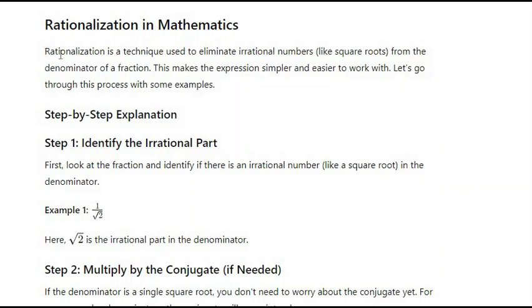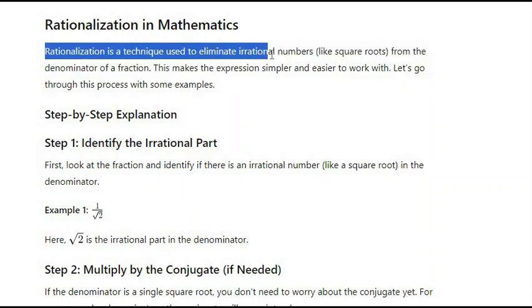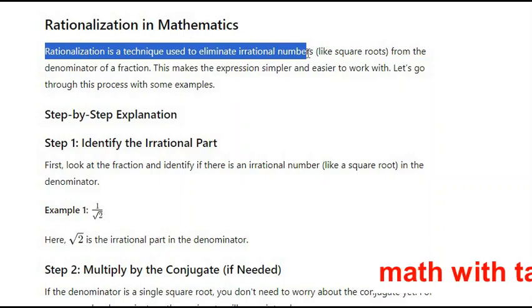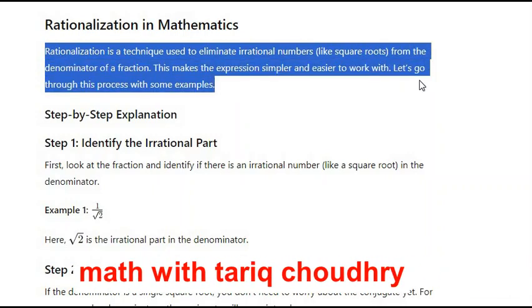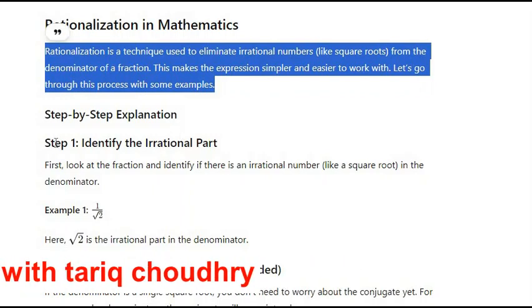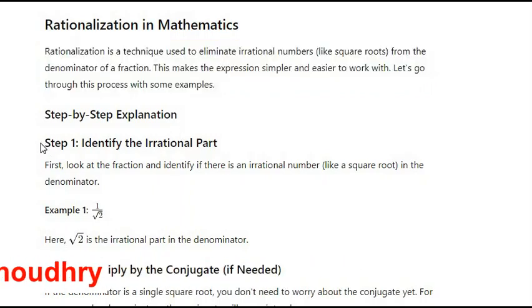Rationalization in mathematics. Rationalization is a technique used to eliminate irrational numbers, like square roots, from the denominator of a fraction. This makes the expression simpler and easier to work with. Let's go through this process with some examples.